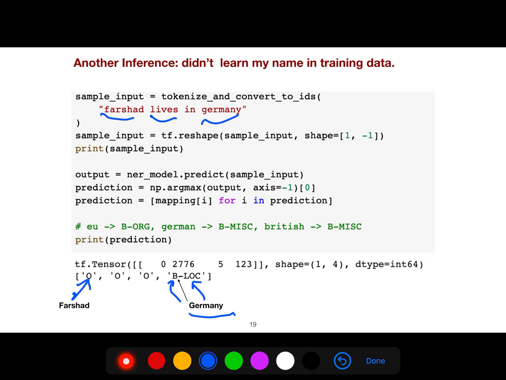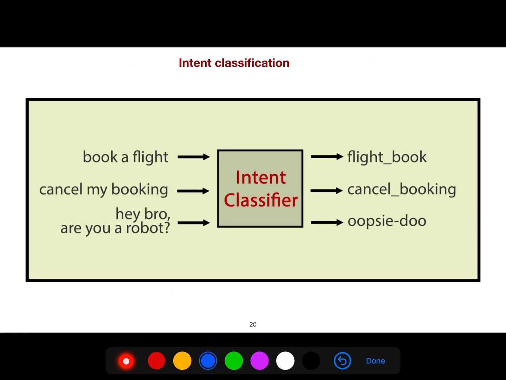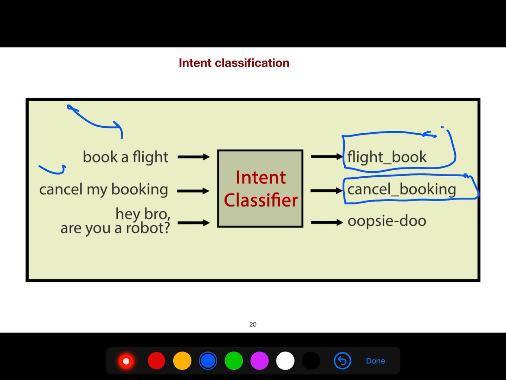And so for intent classification, which is another thing that you want to do in order to create your virtual personal assistant, you have lots of sentences, and we want to know the intent of that. For example, flight book. For example, cancel booking. Hi, Samantha, please cancel my booking. And then Samantha understands that it is a cancel booking job.